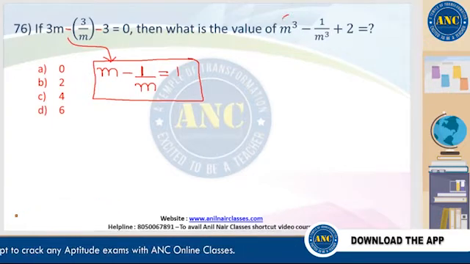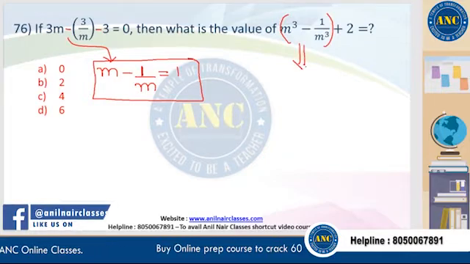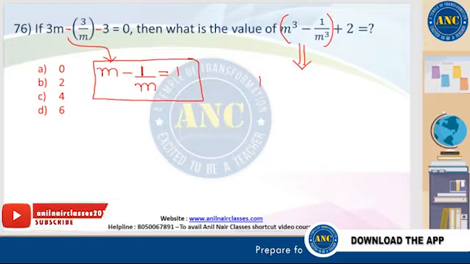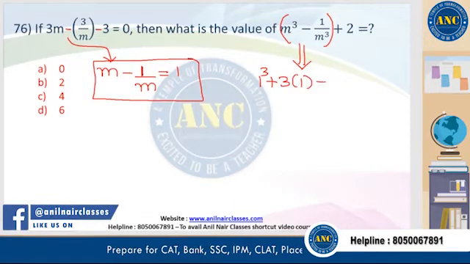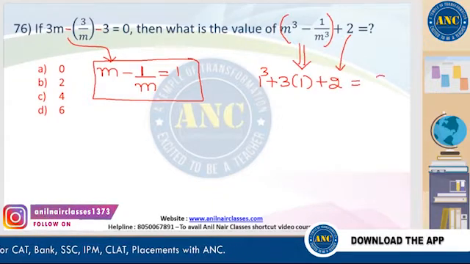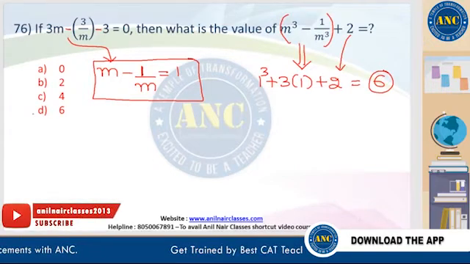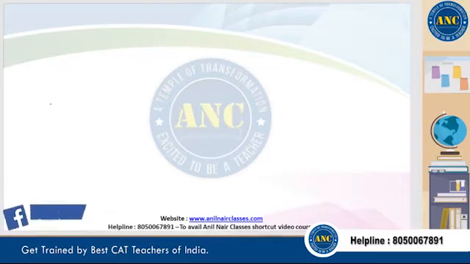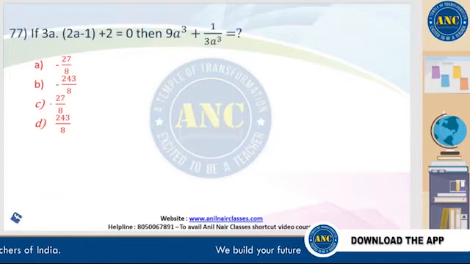They are asking you what is m cube minus 1 by m cube plus 2. Whenever I know the value of m minus 1 by m, m cube minus 1 by m cube is k cube plus 3k, so 1 cube plus 3 into 1. This plus 2 I will write as it is. The answer for this easy question is 1 plus 3 plus 2, which is nothing but 6, which is option D. 76 is a very easy question by nature. Now let us move on to some beautiful questions.